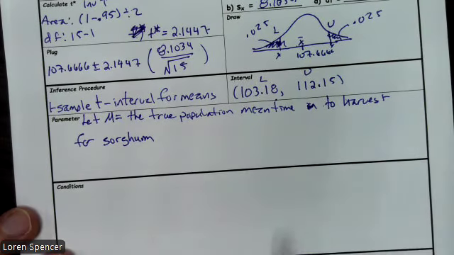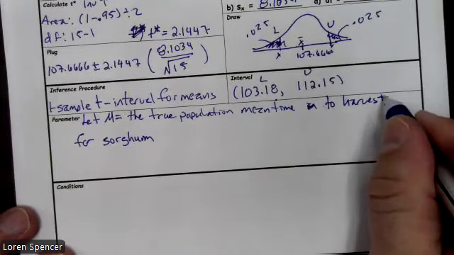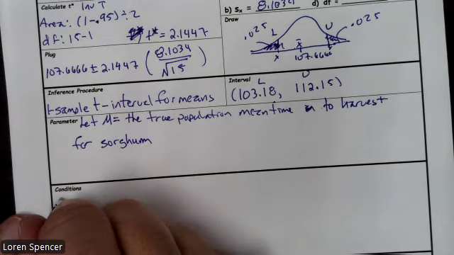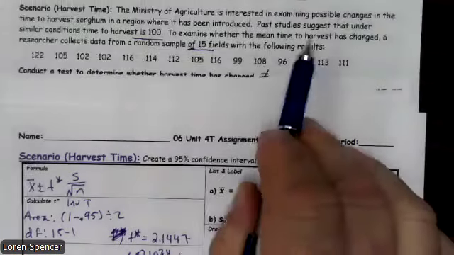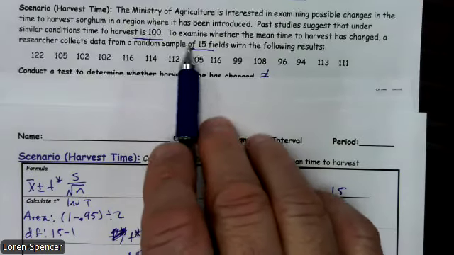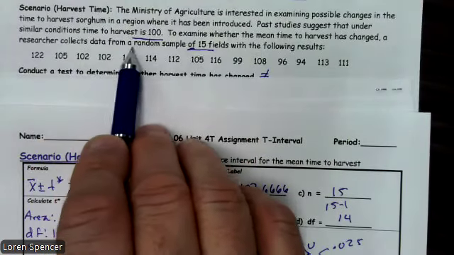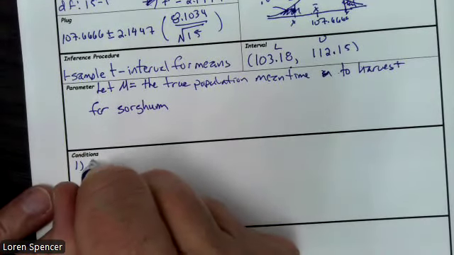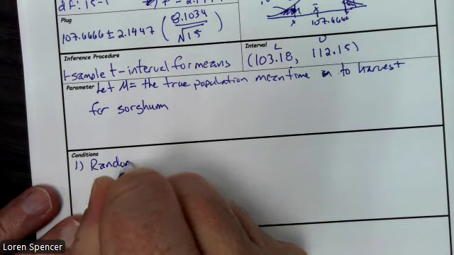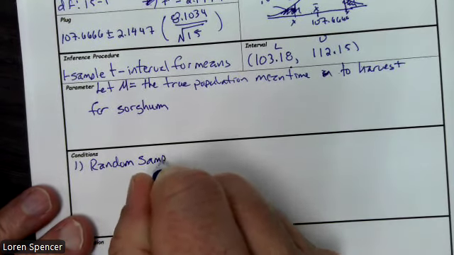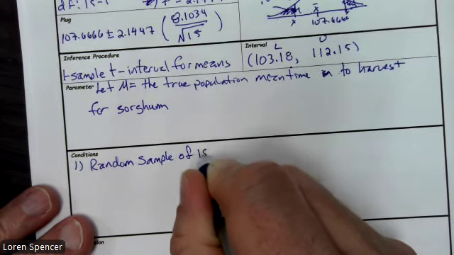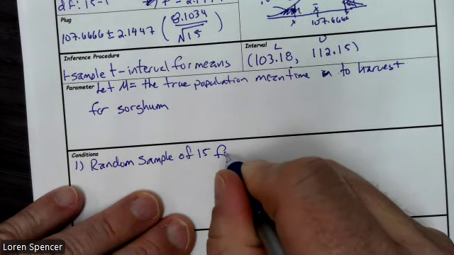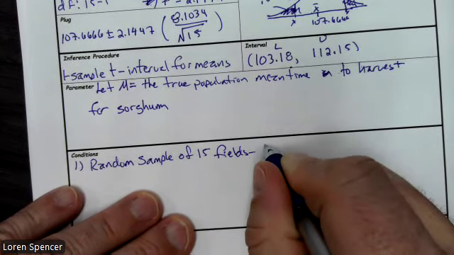Mean time to harvest in days for sorghum. All right, so that's what we care about. Our conditions. Well, we have to have a random sample. So hopefully they did. What does it say? Random sample of 15 fields. And they told us that.